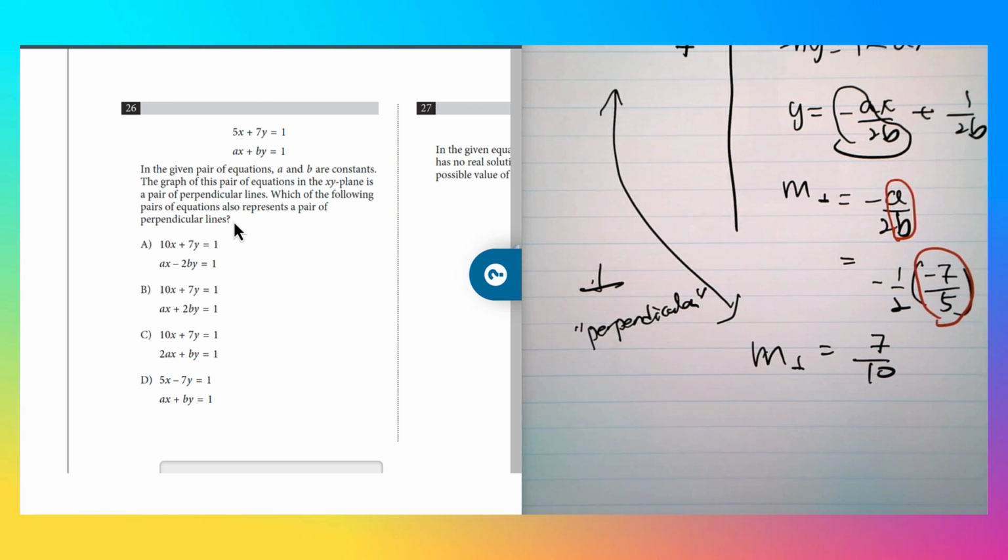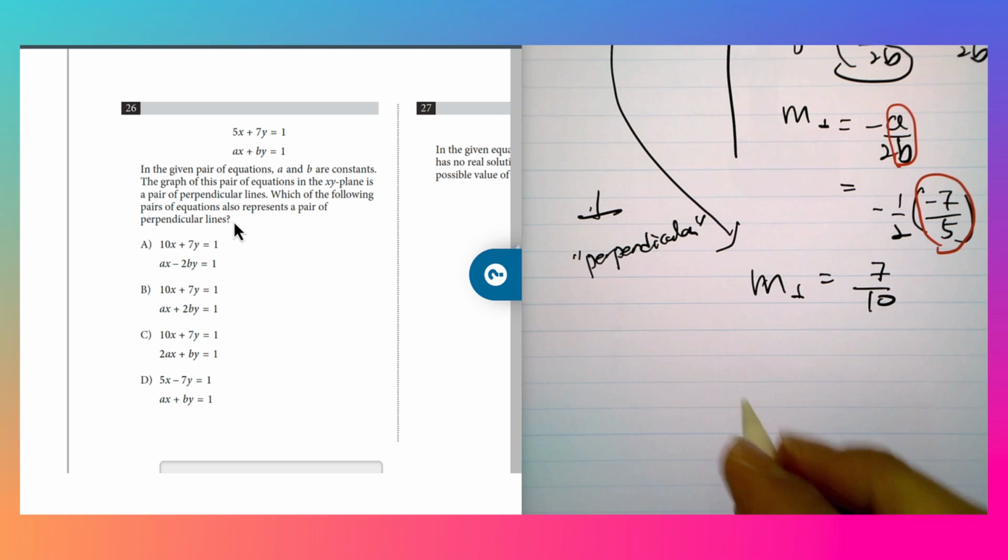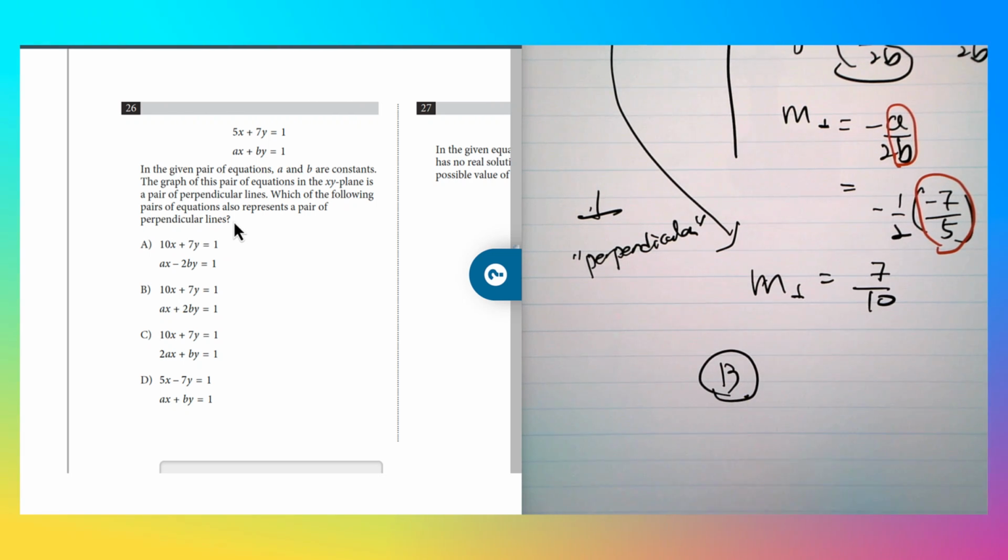I went over it very thoroughly, but of course when you solve this question, you just have to speed up, and of course you don't need to explain to anyone else on the test. So the answer to 26 is B.